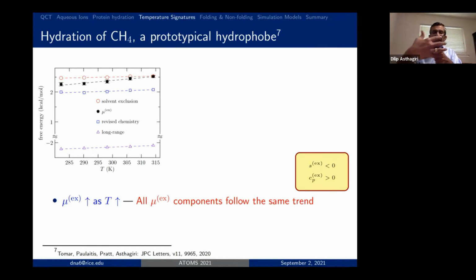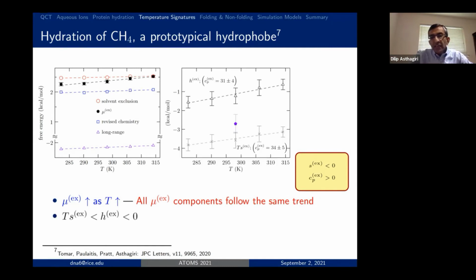This is already giving us a hint that in the case of a prototypical small hydrophobe such as methane, water is actually being pushed into contact with the solute particle, rather than the solvent attracting the solute. So the solvent is compressing the solute particle. Okay, so an important point here is that mu excess increases with temperature for all components. So from this you can easily conclude that the excess entropy is negative.